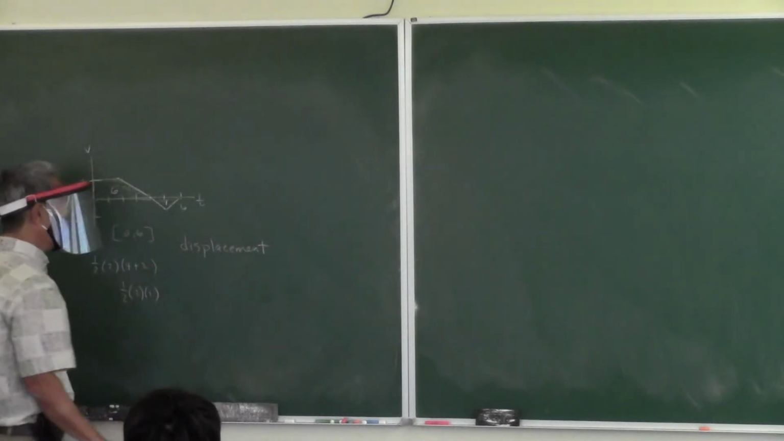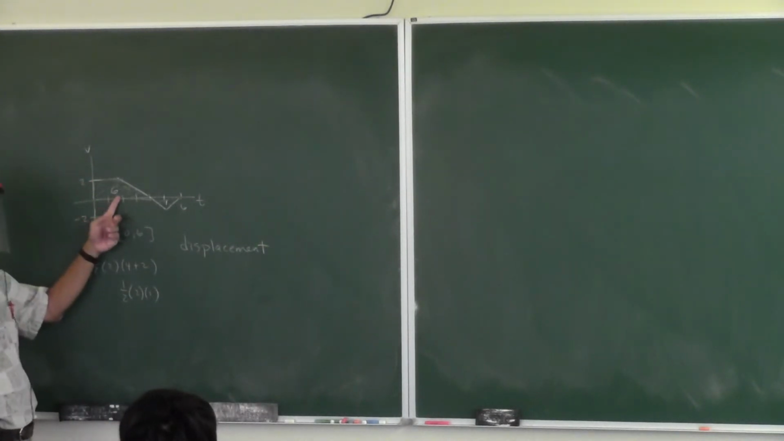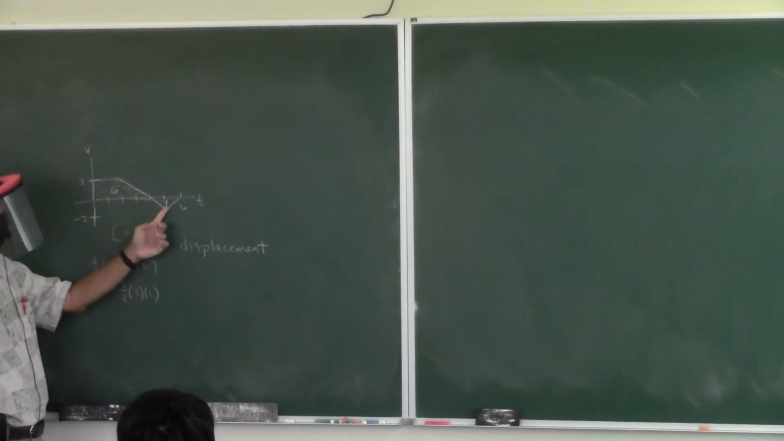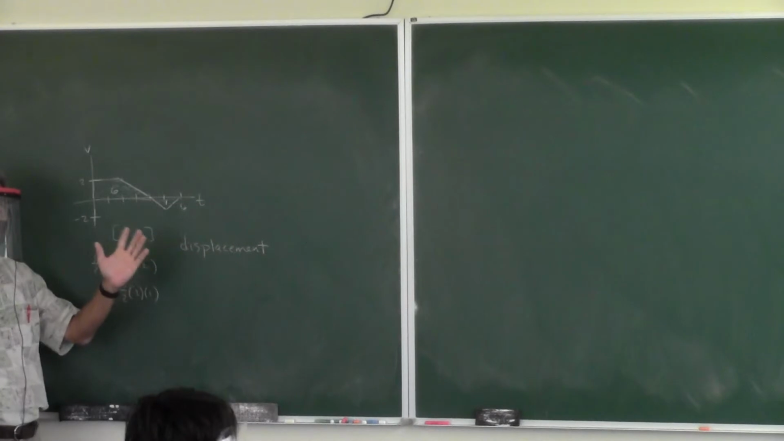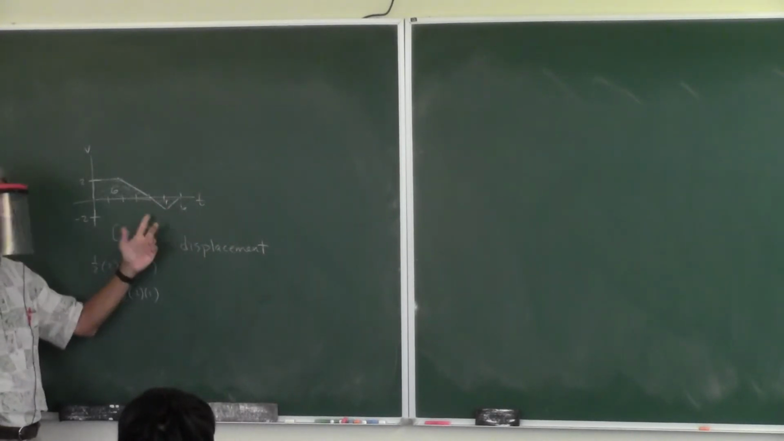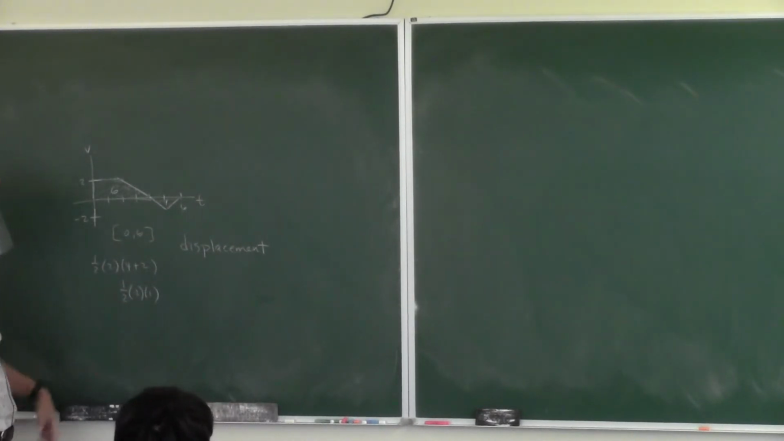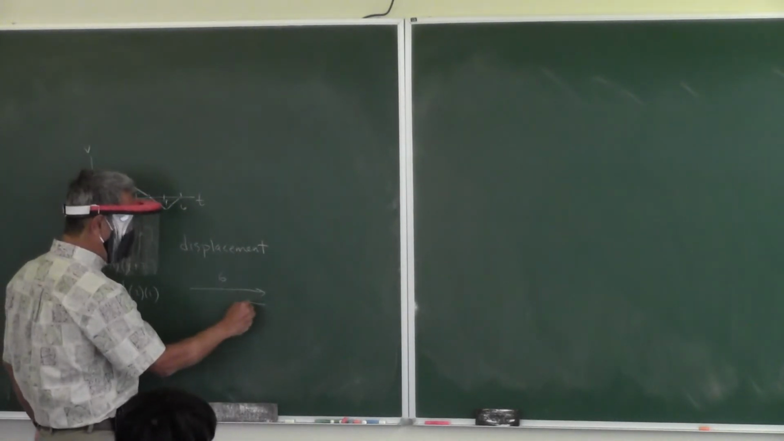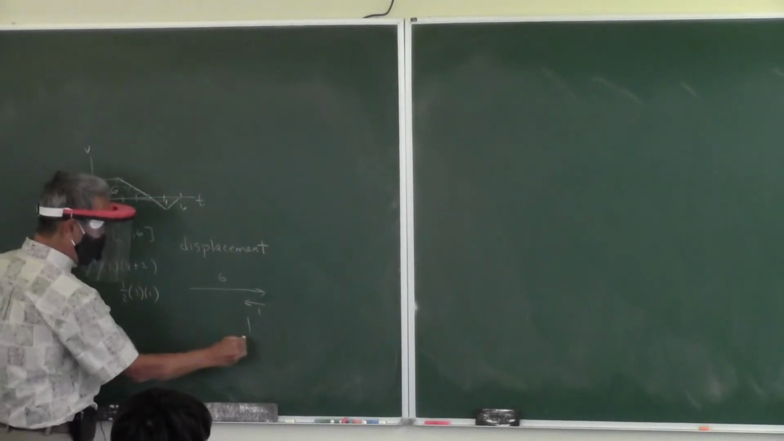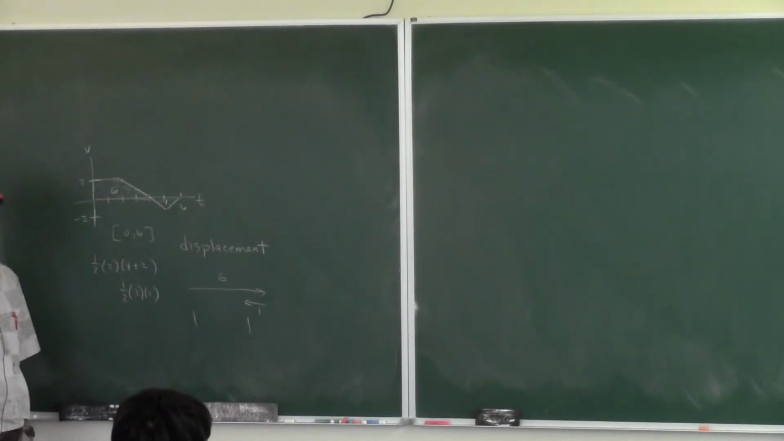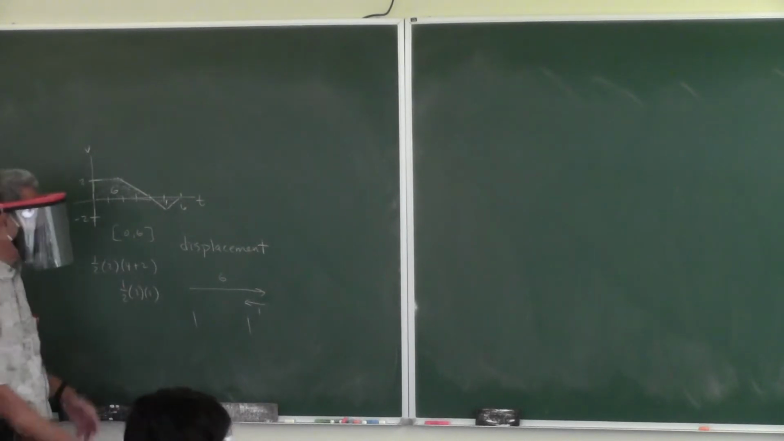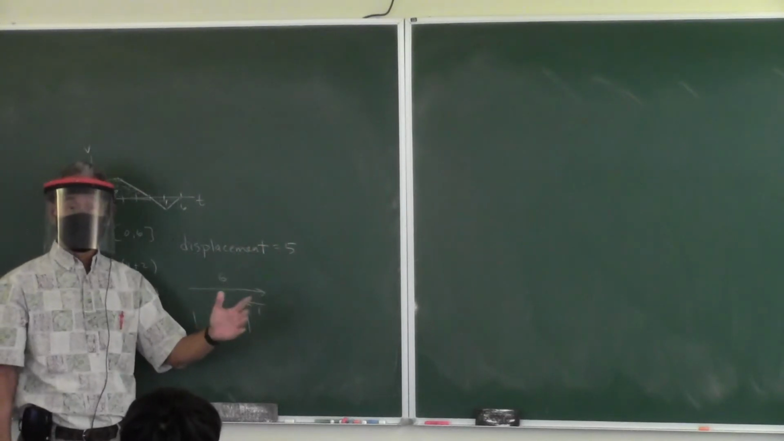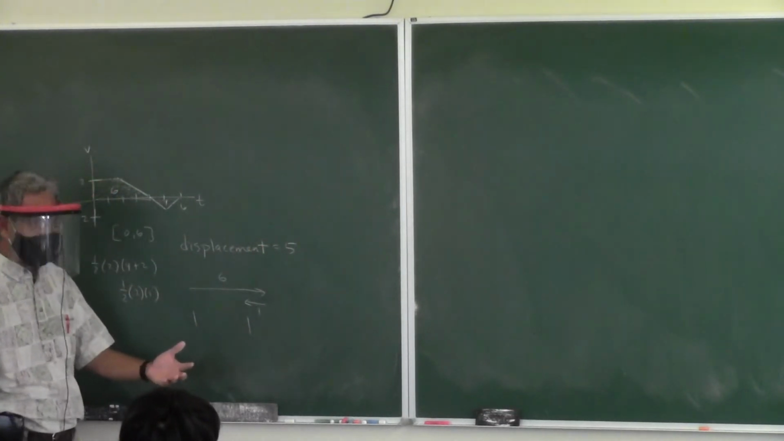6 minus 1. This means the particle traveled 6 units to the right because the velocity is positive, right? This means the particle traveled 1 unit to the left because the velocity is negative, it's below the x-axis. So think about it. If you traveled 6 units to the right and then 1 unit to the left, aren't you 5 units to the right of where you started? So the displacement is 5. You guys know what this means, right? You're 5 units to the right of where you started.